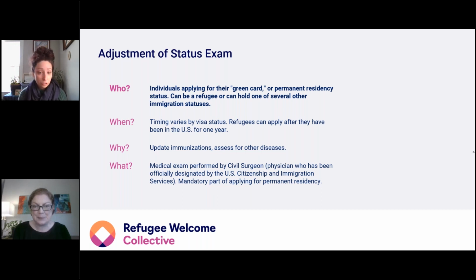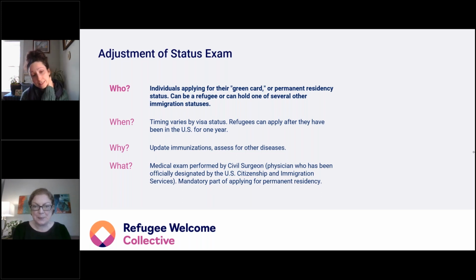This can be done for a refugee or several other immigration statuses, and timing varies based on immigration status, which is way too much for us to get into today. It's very complicated, but generally for the groups that you are going to be working with, especially if they're refugees, it's about a year after arrival. During this exam, again, immunizations are updated and other diseases are assessed for.